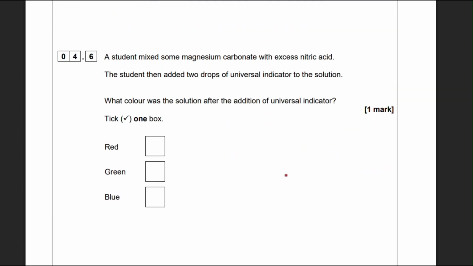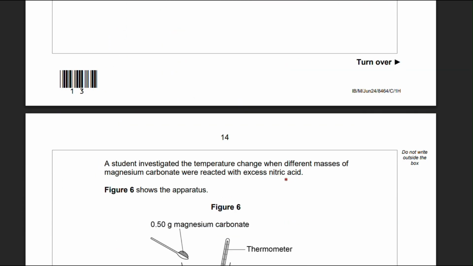Okay, next question. Quite a few students, when I was looking at the examiner's report for this, actually got caught out with this because they didn't read it properly. So we always assume it's neutralization, so the pH is going to be neutral pH, which is green. But the important wording here: a student mixed some magnesium carbonate with an excess of nitric acid. Excess means we added extra, so there will be some acid left over. If there is acid left over, then the color is going to be red.